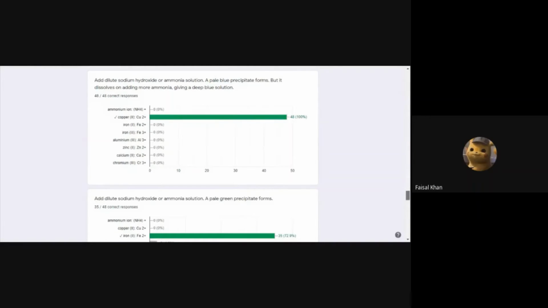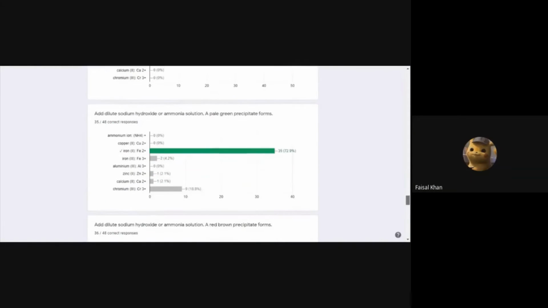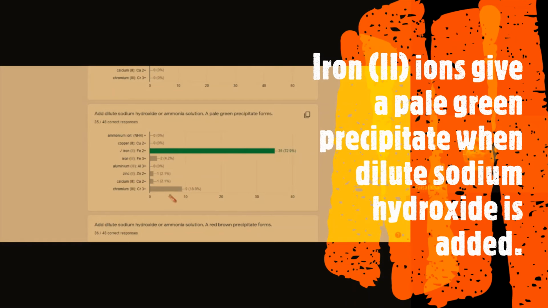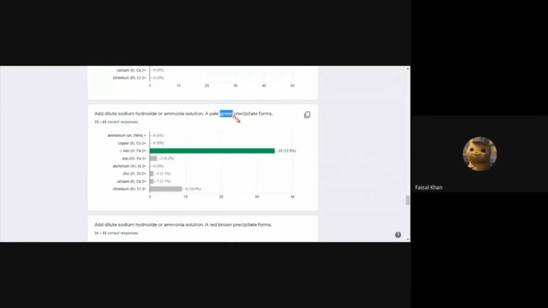Virtually everyone got copper 2 right. Look at that, 100%. Pale green precipitate, that's being confused with chromium, and the reason why is because they're confusing it with green, but the precipitate comes from iron 2. With chromium 3, you form a green solution. A green solution. You do not form a precipitate.